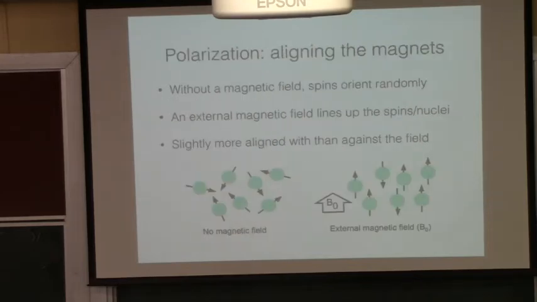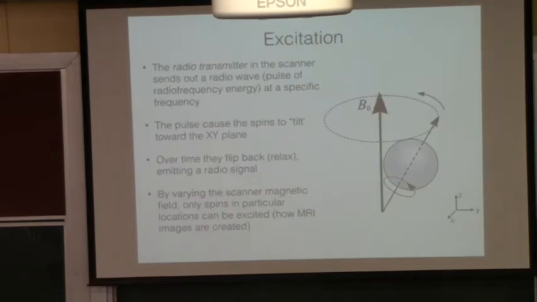So basically, the first step is the polarization, so aligning those magnets. Before you're in a magnetic field, as you are now, the spins of these different atoms are randomly oriented, right? You put somebody in this huge magnetic field, and the external magnetic field will line up the spins of the nuclei, so that the majority of these atoms will be in a given direction. So these molecules will be slightly more aligned with the field than against. Right?